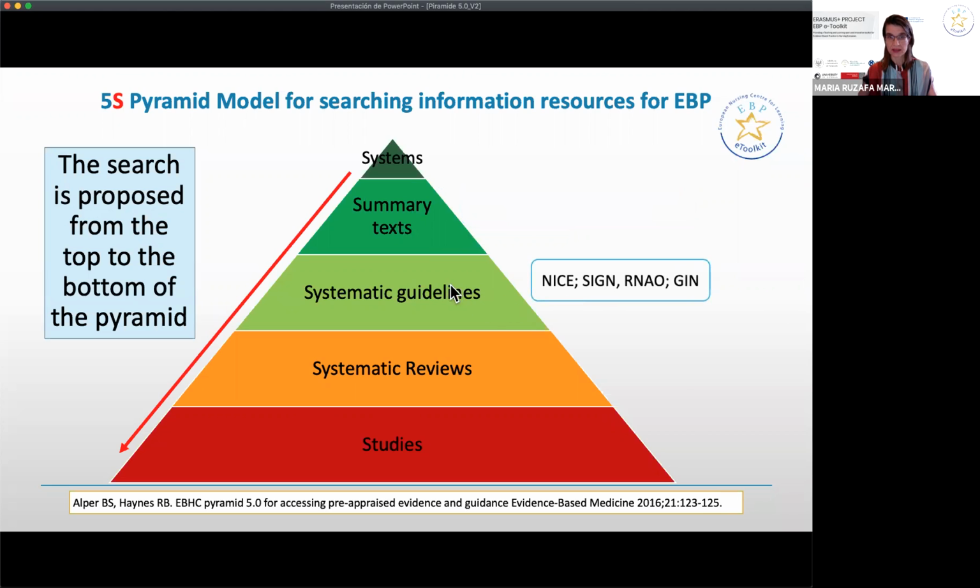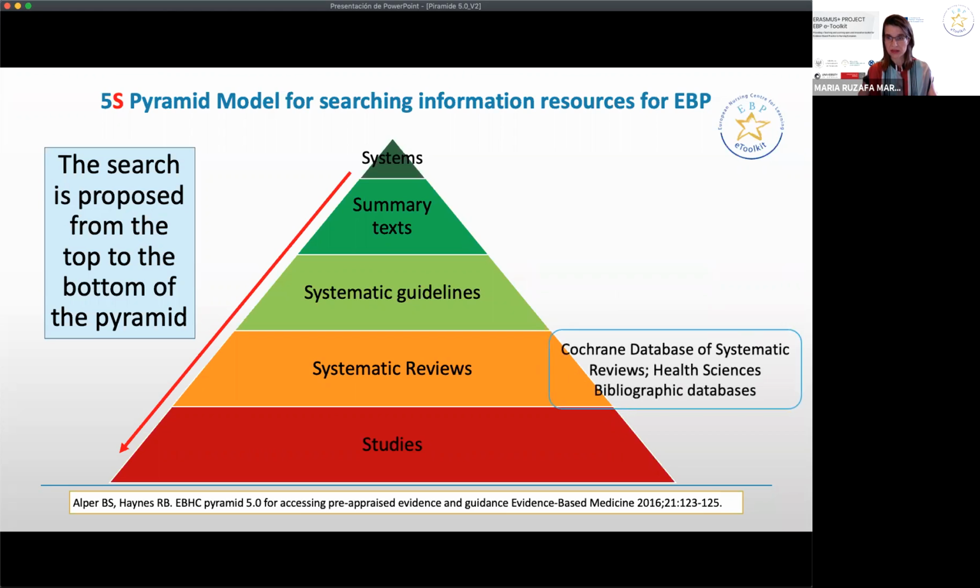In the third level, you can find synopses, guidelines, or clinical practice guidelines. These documents provide evidence-based recommendations for clinical care for a specific aspect of a topic. And many of these clinical practice guidelines are sponsored by professional organizations and governments.